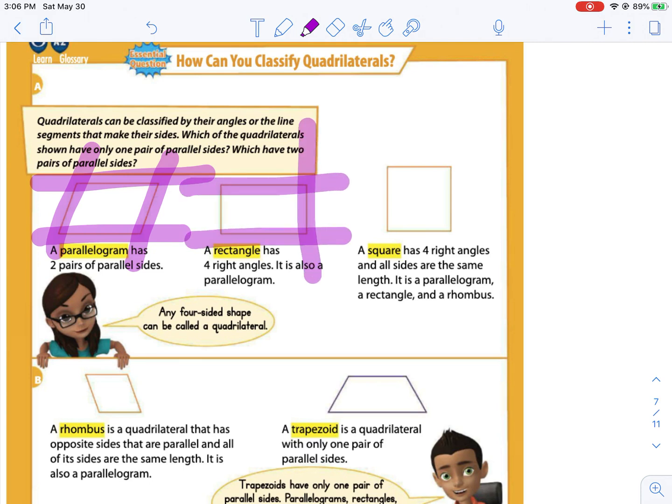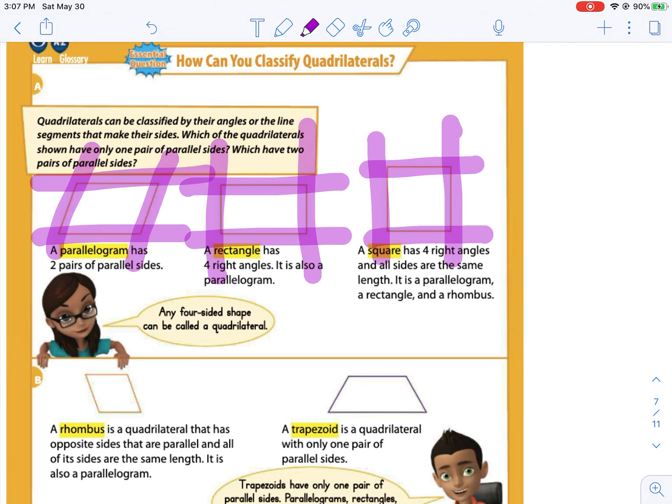A parallelogram has these two sides that would never meet, and these two sides that would never meet. So those are parallelograms. And then a square has 4 right angles, and all sides are the same length. It is a parallelogram, a rectangle, and a rhombus. So these have parallel lines. These are parallel, and then these are a set of congruent parallel lines as well.